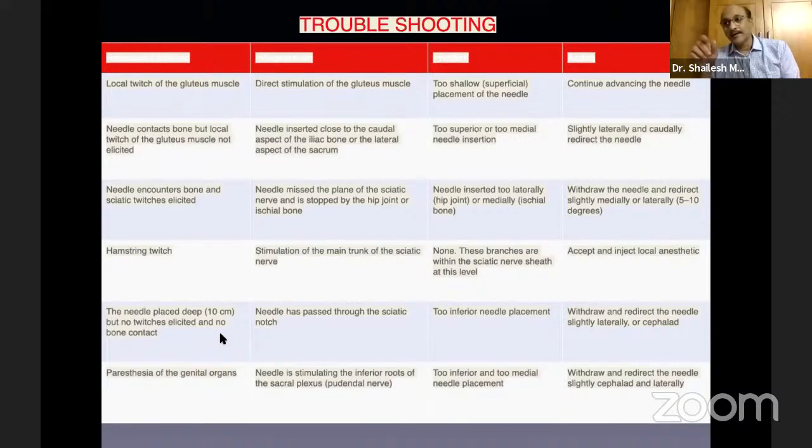That means you are probably going through the greater sciatic foramen. You have to be very careful. You can injure the organ inside. Then if anaesthesia of the genital organs, you're more medial.